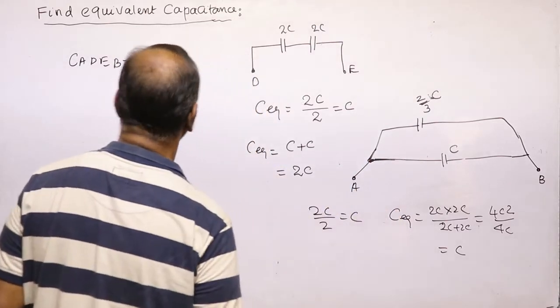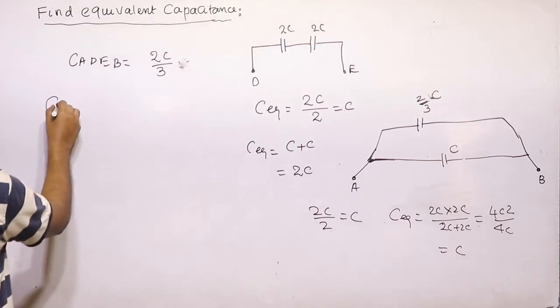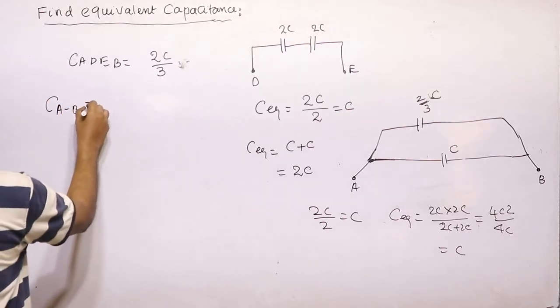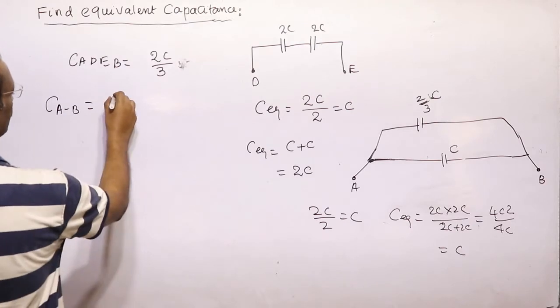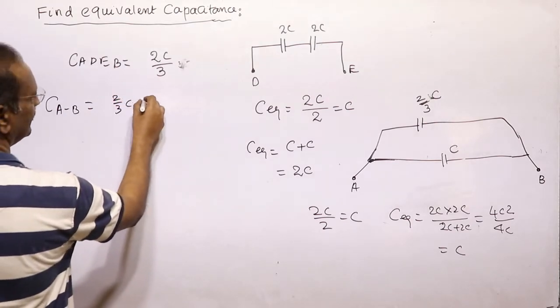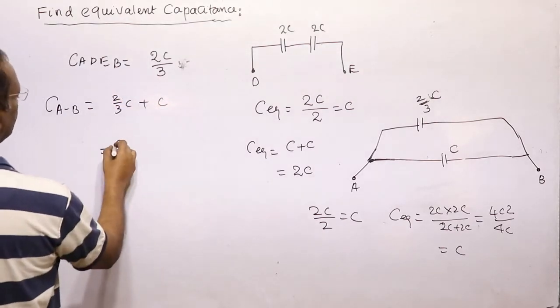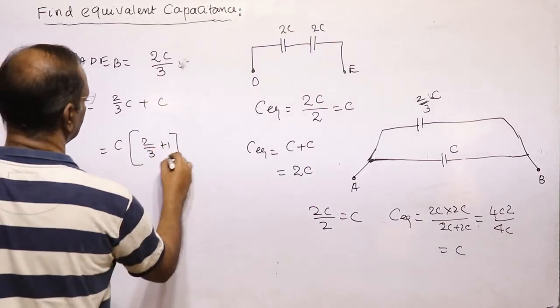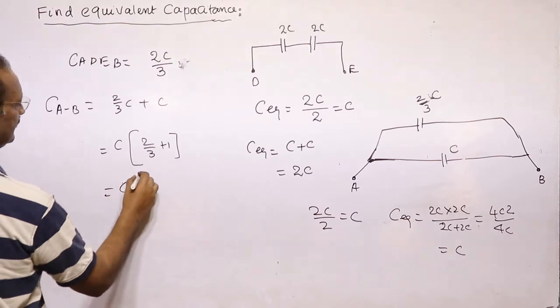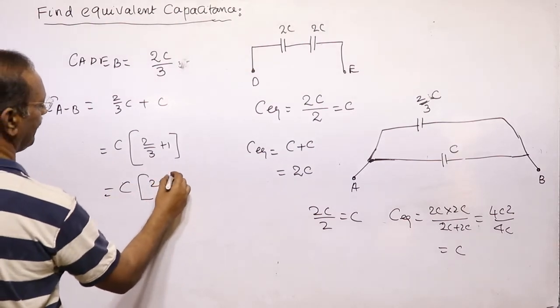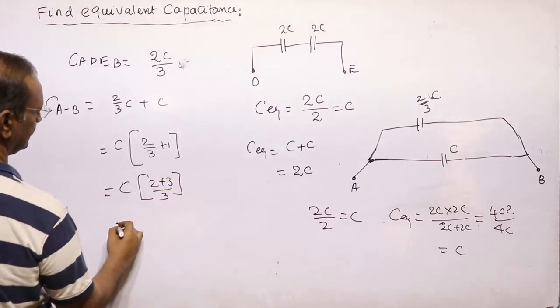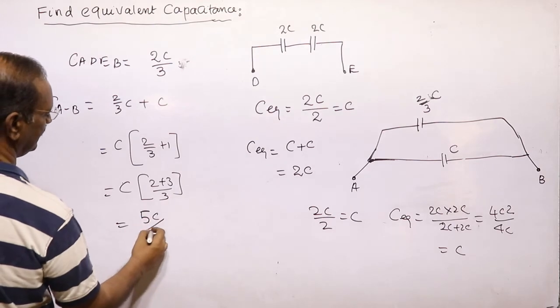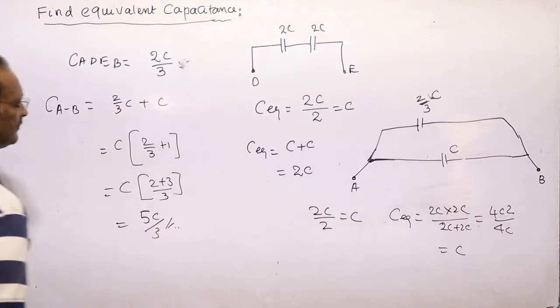Now there is a division here and a division, it means this and these are in parallel. We will add up both. So the equivalent capacitance between A and B is, in parallel, 2 by 3C plus C. If you take C outside, 2 by 3 plus 1 is C into 2 plus 3 by 3, which is equal to 5C by 3. This is the equivalent capacitance, 5C by 3.